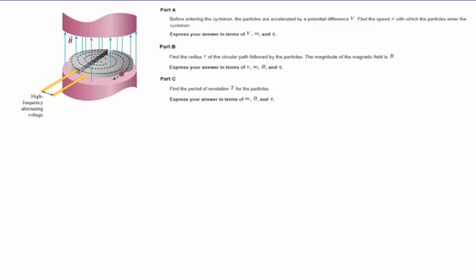Part A. Before entering the cyclotron, the particles are accelerated by a potential difference v. Find the speed v at which the particles enter the cyclotron. This part of the problem is exceptionally vague, and I'm going to need to add a drawing so that we can understand. Let us imagine that we had a capacitor plate, and that a second capacitor plate contained a hole.